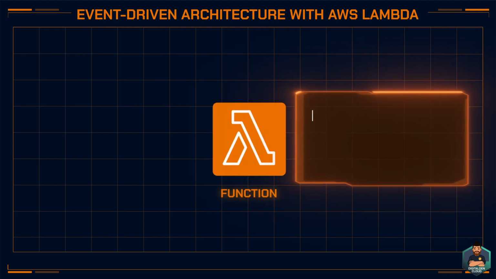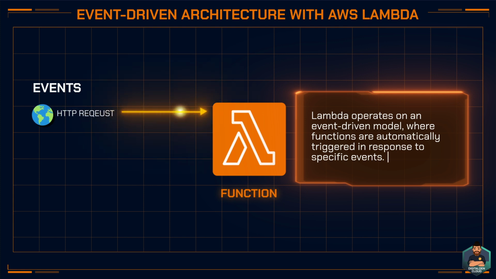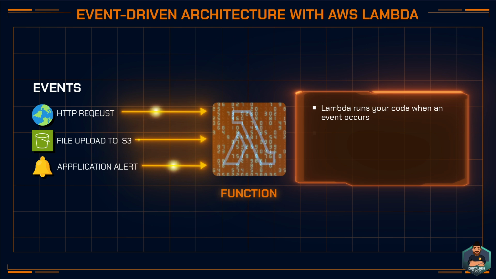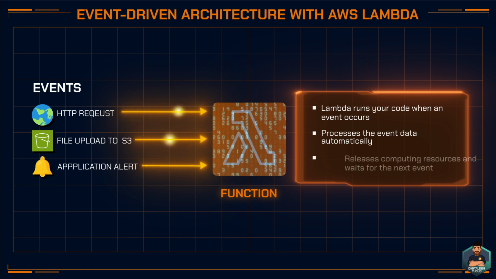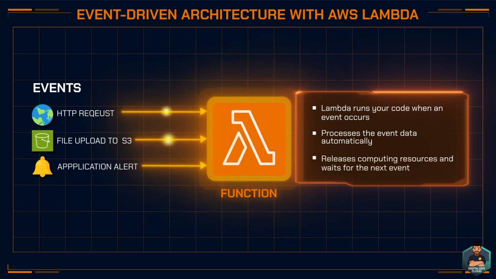Lambda operates on an event-driven model where functions are automatically triggered in response to specific events. An event can be many things: an HTTP request, a file upload to Amazon S3, or even a custom application alert. Whenever an event occurs, Lambda runs your code, processes the event data, and manages the computing resources. After the code finishes, Lambda releases those resources and waits for the next event.